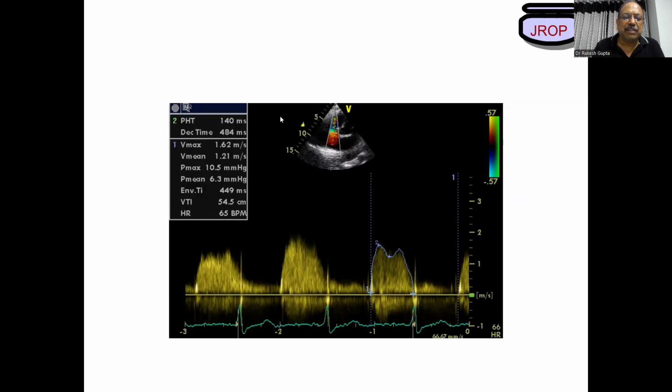So look at the peak and mean velocity, but look at the pressure half time and the velocity time integral ratio. And where will you take this VTI ratio now? In the mitral valve, you took it at the LVOT versus the prosthetic valve. On the right side, you will take this ratio at the RVOT and the pulmonic valve.